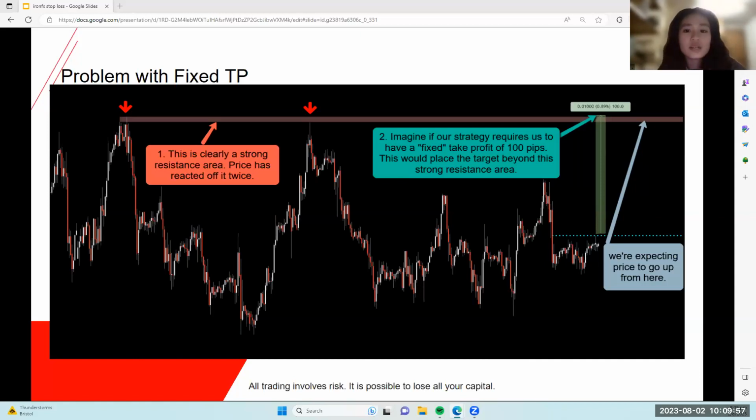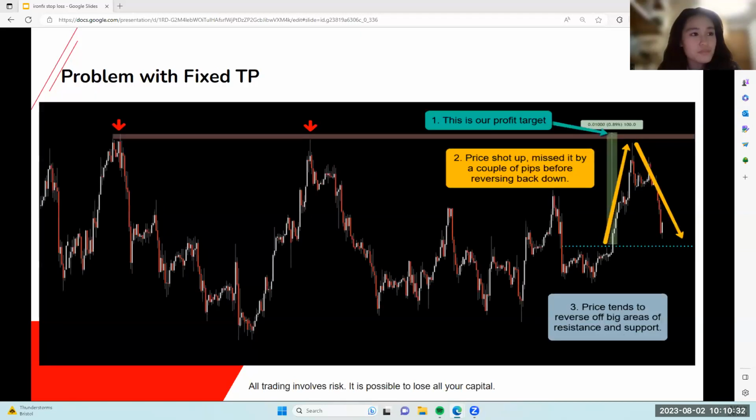So let's take a look at this example together. The red area here shows a strong resistance area because this has multiple swing highs that line up nicely. If our trading strategy requires us to have a fixed take profit of 100 pips, then we will place the target beyond this strong resistance area, which you can see here. That's what we did here. Okay, so let's see how this plays out. And you can see that price shot up, but it missed it by a couple of pips before reversing back down.